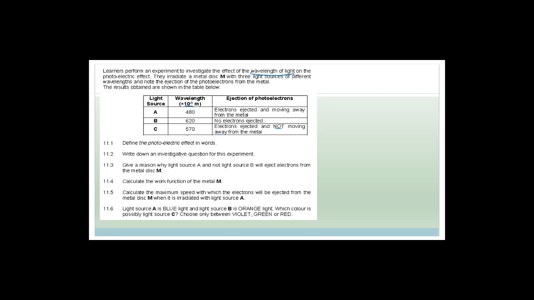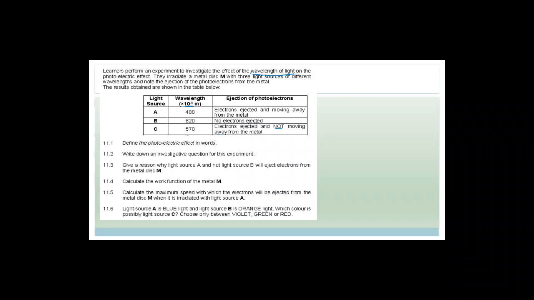Okay, now again it says write an investigative question for this experiment. It seems interesting to me that before they always used to ask you for a hypothesis. Now they're asking for an investigative question, which makes me think that the new fashion is to ask for an investigative question. As I said before, the investigative question has to have a question mark at the end of it, and it has to relate the two variables. And the two variables look like it's going to be, how does the wavelength of light affect the ejection of the photoelectrons of the metals?